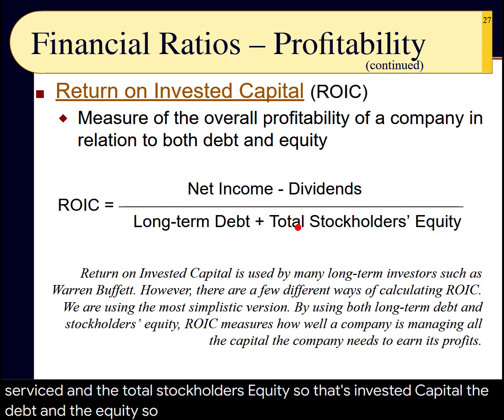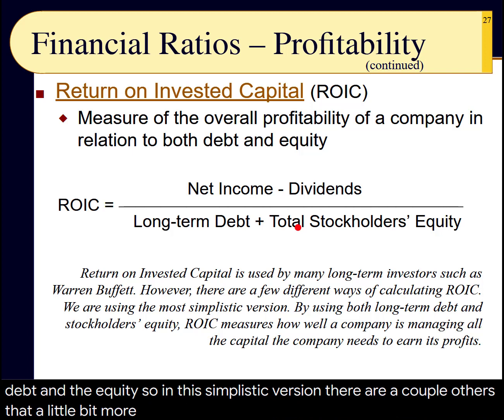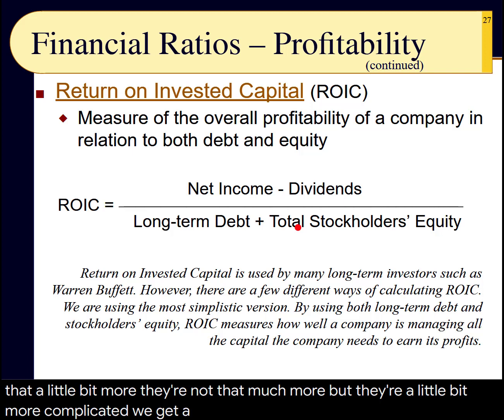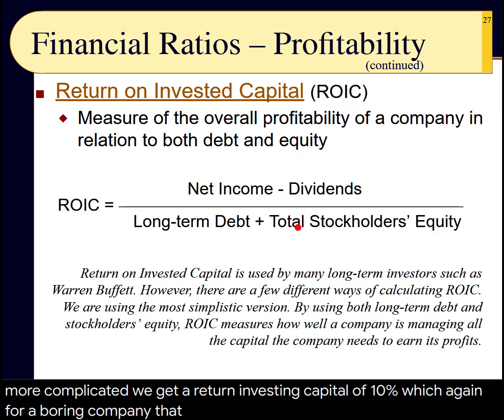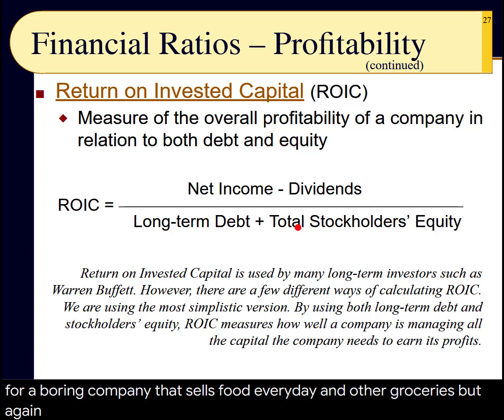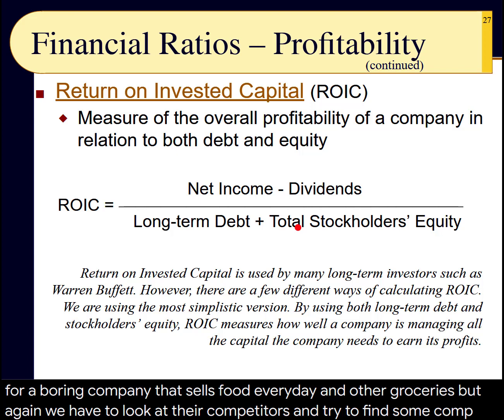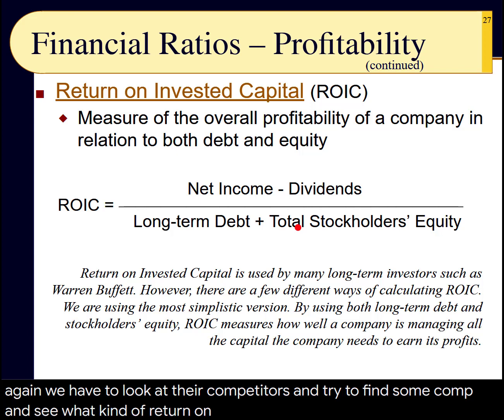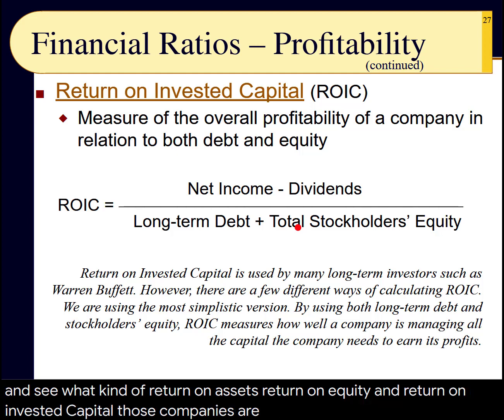In this simplistic version, there are a couple others that are a little bit more complicated. We get a return on invested capital of 10%, which again, for a boring company that sells food every day and other groceries, is, I think, pretty darn good in my humble opinion. But again, we have to look at their competitors and try to find some competitors and see what kind of return on assets, return on equity, and return on invested capital those companies are generating.